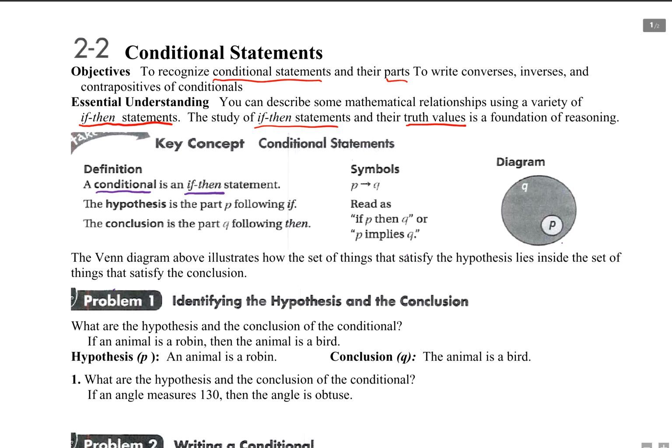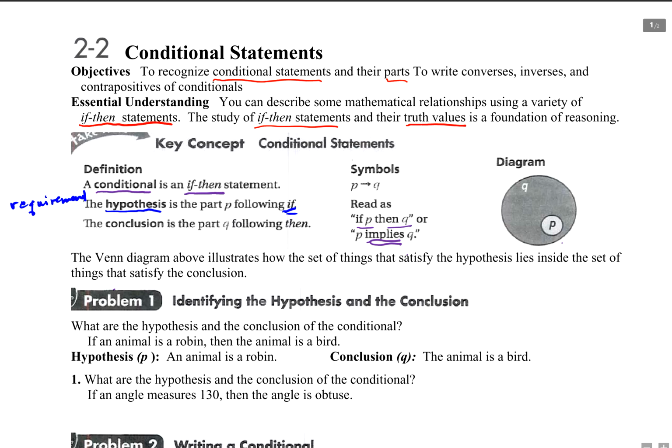And of course, we have a symbol for them. This P and the arrow pointing at the Q reads if P, then Q, or P implies Q. The first part of this is our hypothesis. This is part P. It always follows the if portion, and the hypothesis is your requirement.